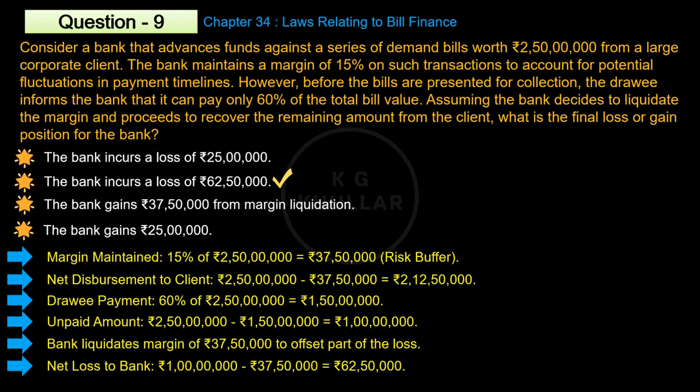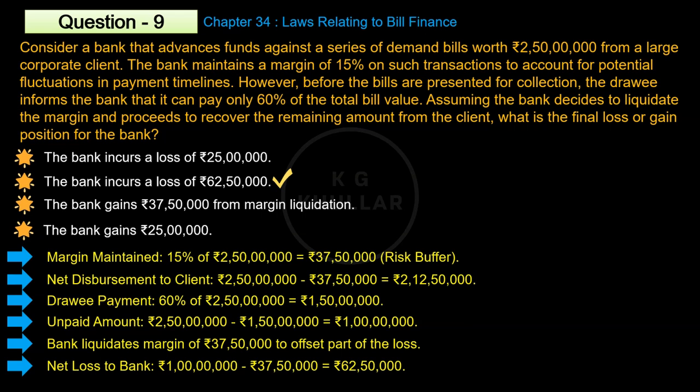So friends, this final loss represents the difference between the unpaid portion of the bill and the margin retained by the bank, making it a crucial risk exposure in such bill finance transactions. Thus the correct option for the given question is option B.